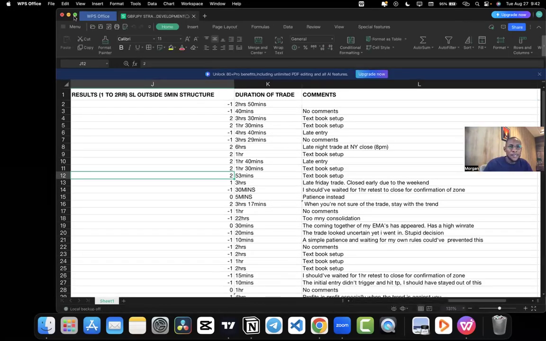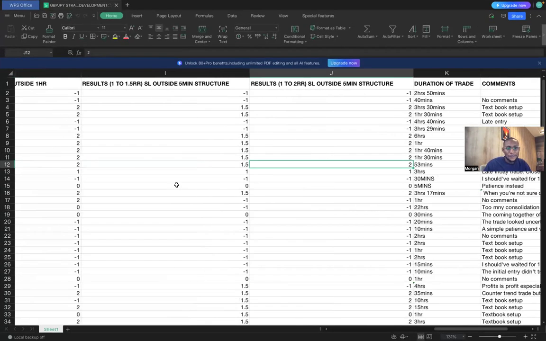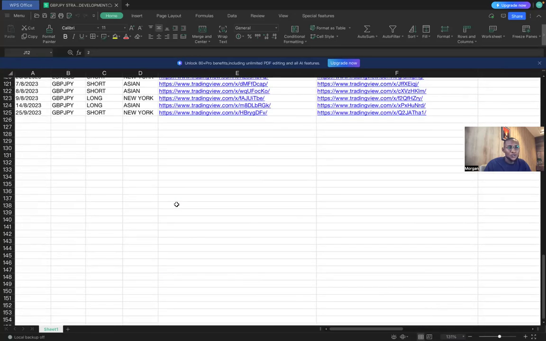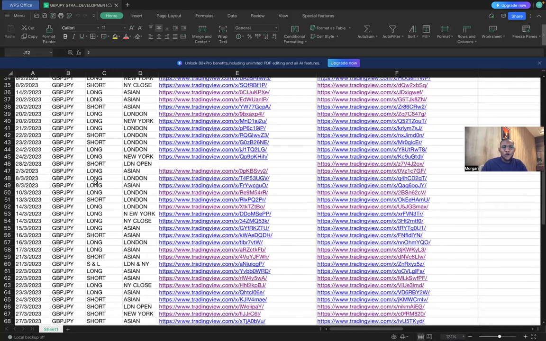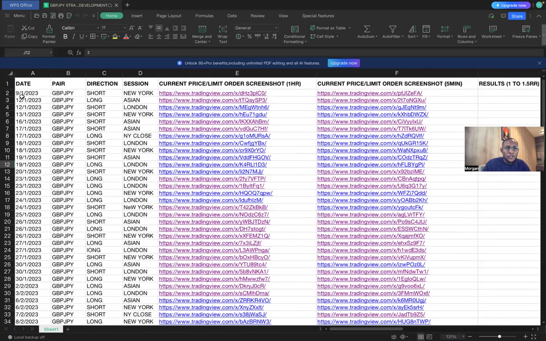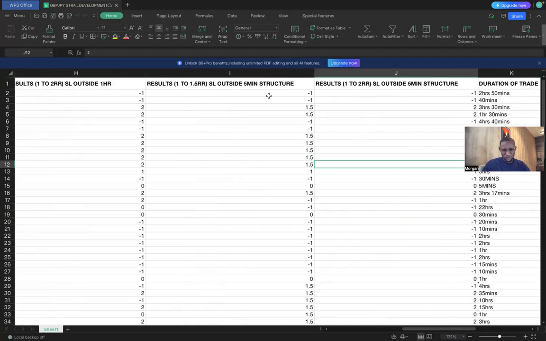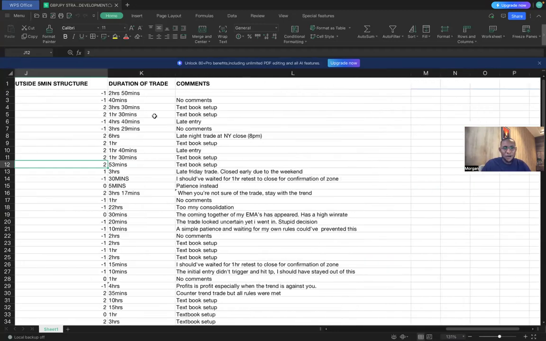So this is my journal then. This is a journal of probably over 200 trades that I took. Let me check how many. Okay, 125. These are 125 trades that I took. I put the date I took the trade, the pair, if it is long or short, the session, the pictures of the trade, the results of the trade in different scenarios, and how long the trade lasted. I put comments. If you look here, you see where I say late Friday night trade closed at a loss due to the weekend. See where I say I should have waited for the 1 hour candle to close for the confirmation.